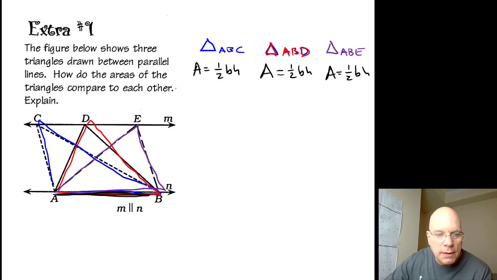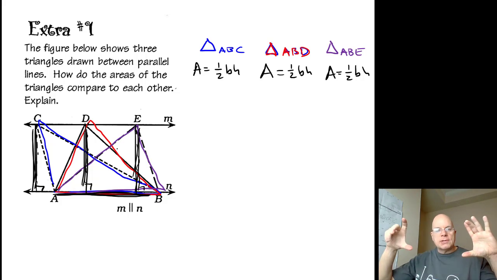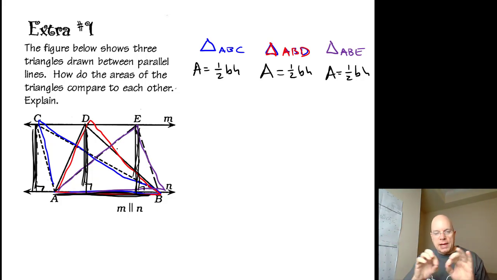The height for ABC is the perpendicular distance right here, this distance. The height for ABD is this perpendicular distance. Oh, that's the same as this. And the height for ABE is this perpendicular distance. Because these lines are parallel, all 3 of those heights are the same. And AB, the length of line segment AB, is the base for all 3 triangles.